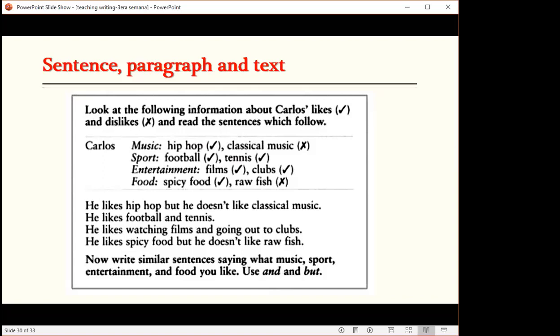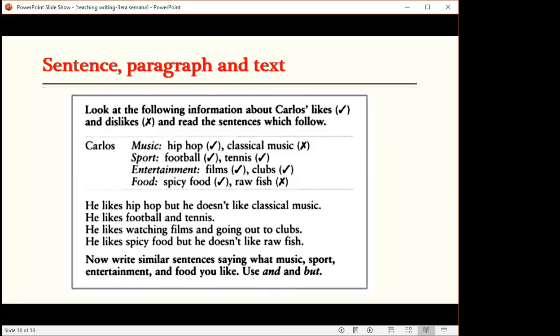Okay, so can you tell me when do we use "and" and when do we use "but"? Notice, you don't say it. Teacher, remember, you use "and" to connect similar ideas, "but" to connect opposite ideas. So you ask them to identify. Okay, now you have the models. Now you have to write similar sentences, but can you tell me what is the difference between using "and" and using "but"?